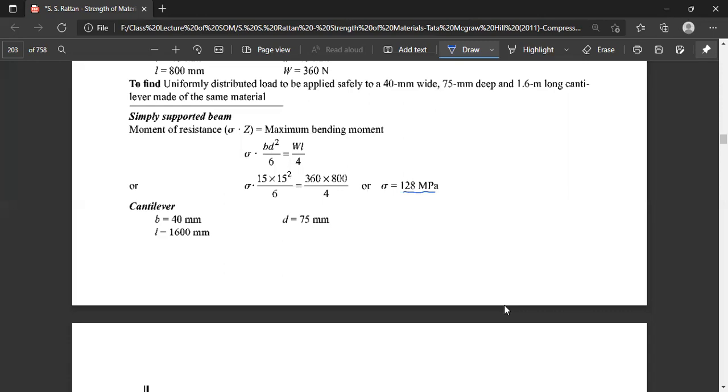Next, what will happen to the cantilever? Its width is 200 millimeter, its depth is 75 millimeter, and its length is 1600 millimeter.